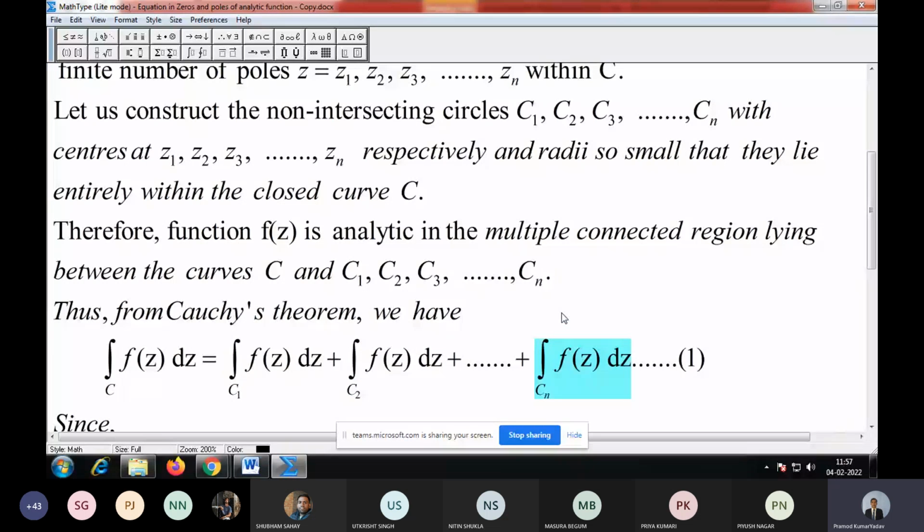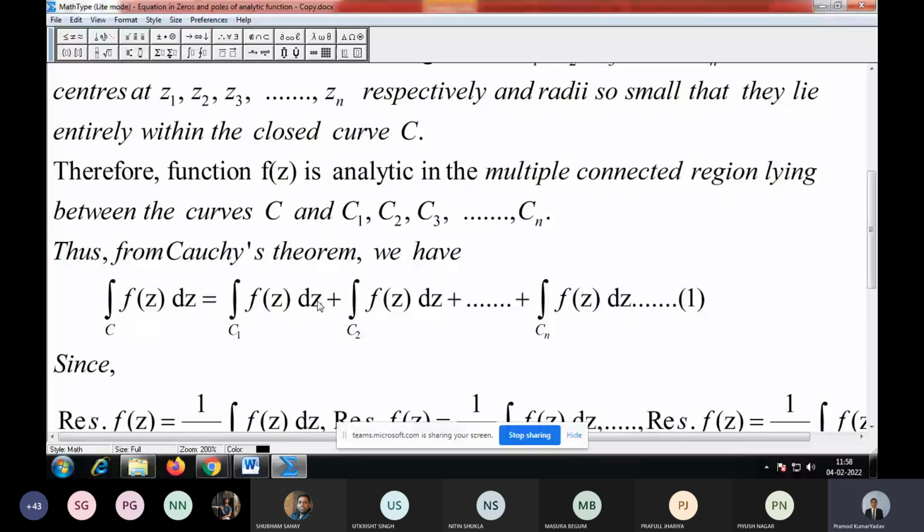I hope this is clear because we have been discussing it already, the extension of Cauchy integral theorem. Now we need to find the value of the integrals over C1, C2, and so on. So it's very easy.